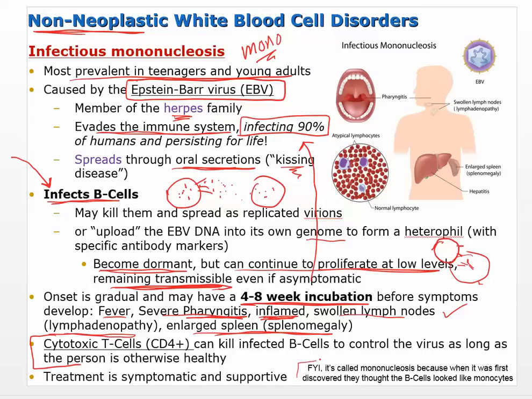And I have this little FYI over here. It's called mononucleosis. It's a very confusing name. Because if you break this down, mononucleosis basically means one nucleus. But it looked like monocytes when they first discovered it. They thought the B cells kind of gave the appearance of monocytes, and so they called it mononucleosis, and that's now the name we're stuck with.